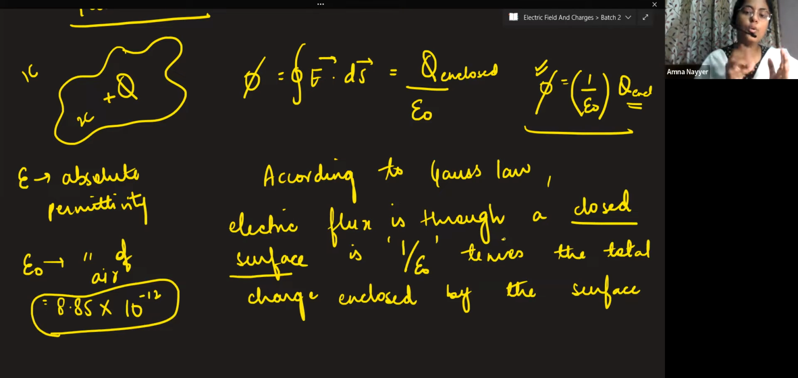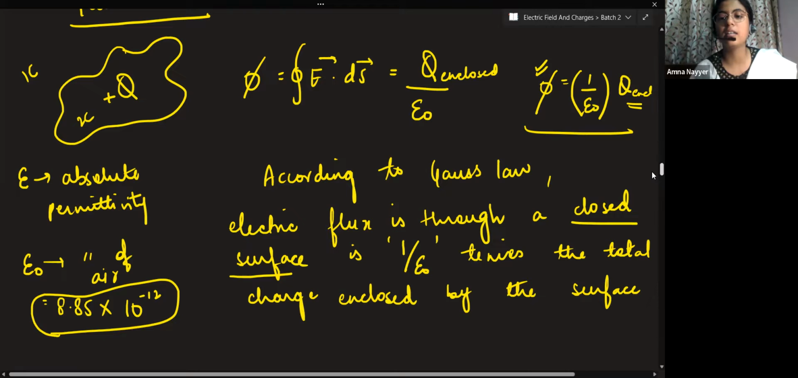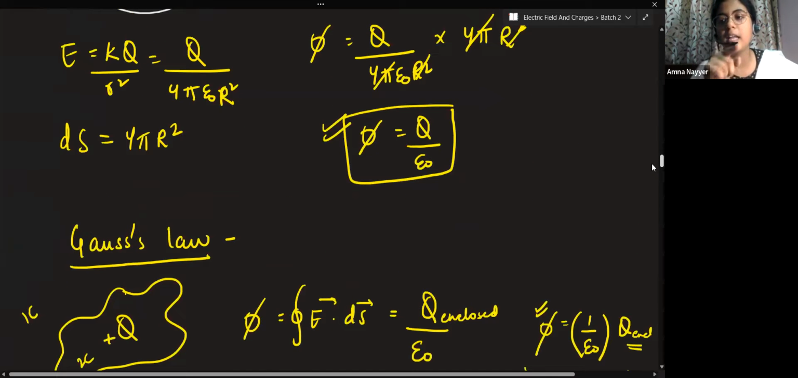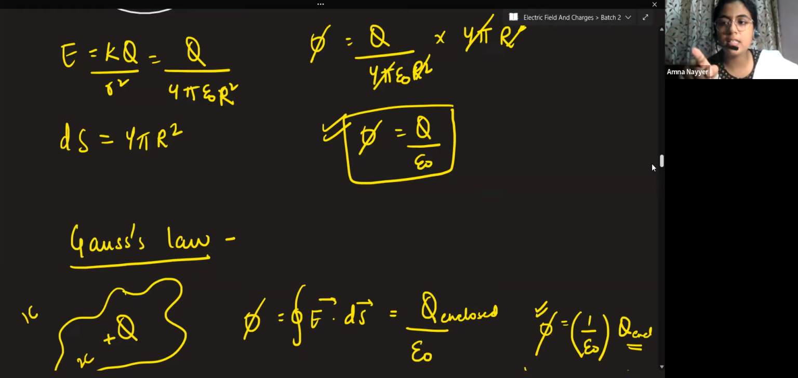All right. So you have to consider all the charges which are present in the system, and the system has to be closed. So the net electric flux through the closed system will be 1 divided by epsilon naught multiplied by the charge enclosed. So the derivation which we have done, phi is equal to Q by epsilon naught, this is your Gauss law. Is the statement clear now?